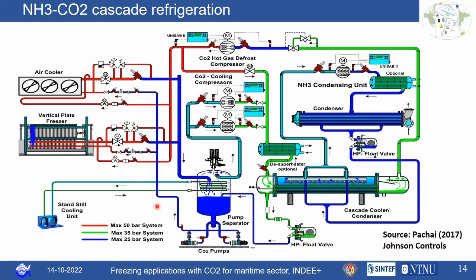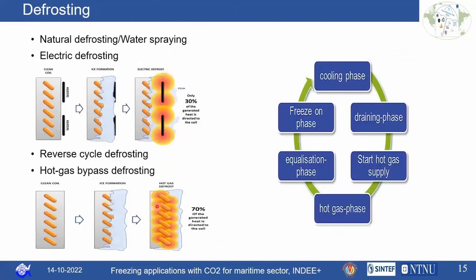So this is the basic layout of an ammonia CO2 system. Now let's see what other thing is actually required. As I said, the freezers will require a defrosting setup or defrosting arrangement. Now there are different types of defrosting that have been used. So these are the different types of defrosting. You can go for natural defrosting or water flow spray defrosting.